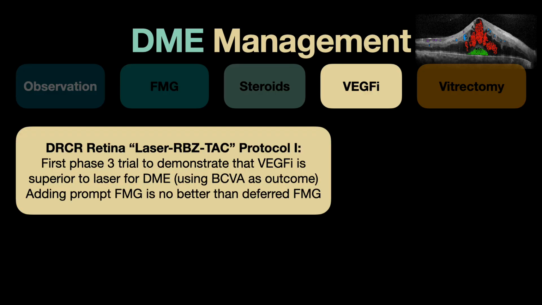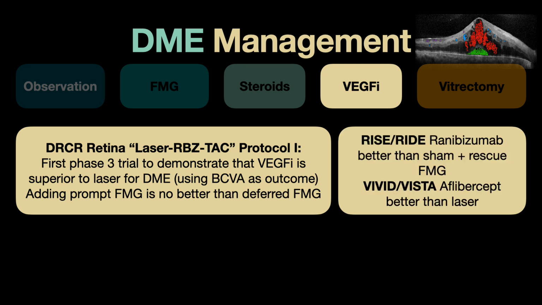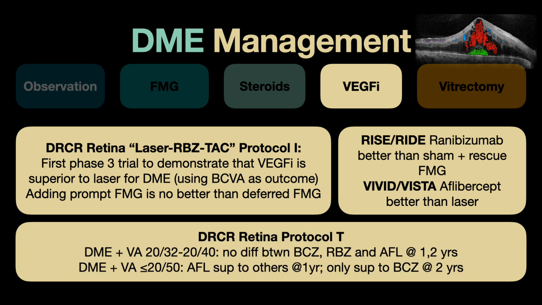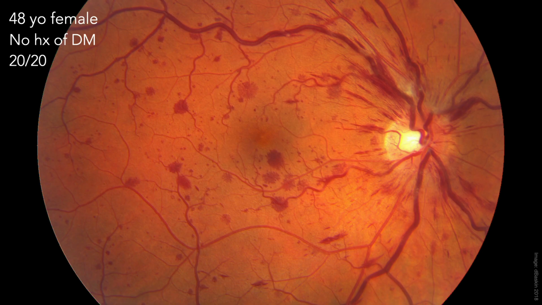Okay, let's keep going. So protocol I, let's just review. This is the first phase 3 trial to demonstrate that VEGF inhibitors are superior to laser for DME using best corrected visual acuity as an outcome. RIDE-RISE, VIVID-VISTA basically also showed anti-VEGF is good. And then protocol T, we kind of went over the main things, but here the star is there's no difference between the 3 first-gen drugs if they had good vision. If they had poor vision, then aflibercept was better.